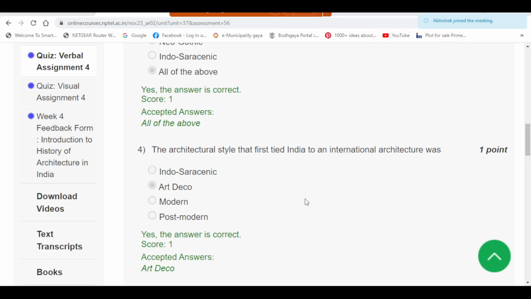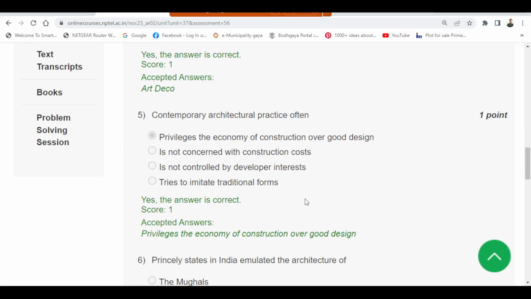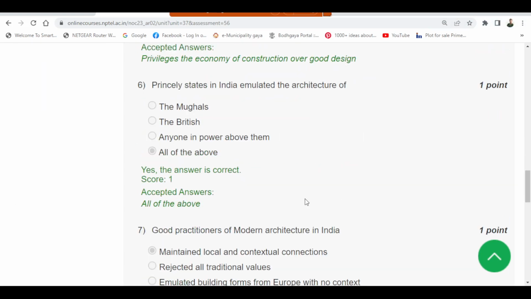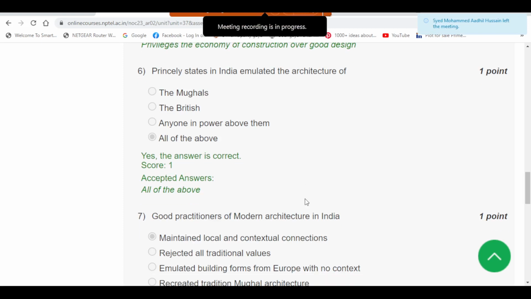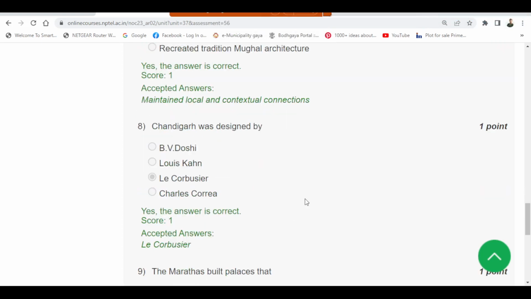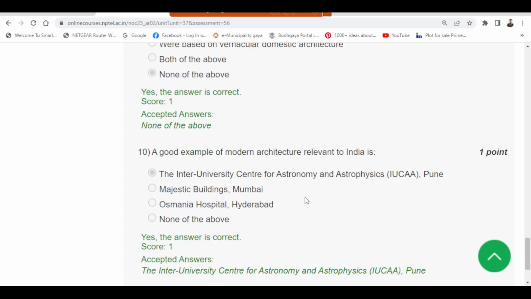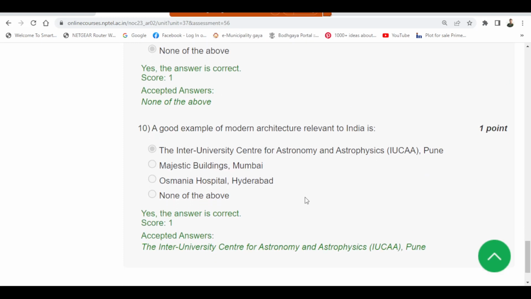The contemporary architectural practice often privileges the economy of construction over good design. Princely states in India emulated the architecture of all the above: Mughals, even the Britishers, and anyone in power above them. Good practitioners of modern architecture in India maintain local and contextual connections. Chandigarh was designed by, of course, Le Corbusier. The Marathas built palaces that borrowed architectural elements from Mughals; no, they were based on vernacular domestic architecture. So the answer is none of the above. A good example of modern architecture relevant to India is IUCA Pune.